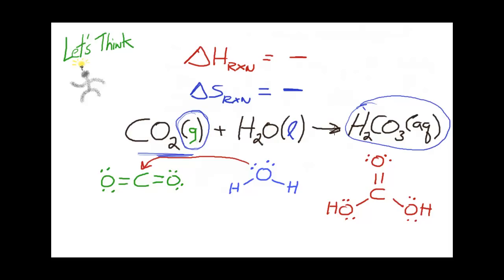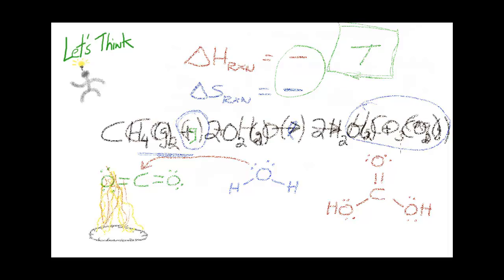So in processes like this, we cannot for sure predict whether or not it's favored, and we're going to find out that processes that have the same sign for the entropy and enthalpy are temperature-dependent processes. We're going to get into this in later parts of these videos, where we're going to quantitatively evaluate how the temperature can affect the extent and directionality of a process like this.